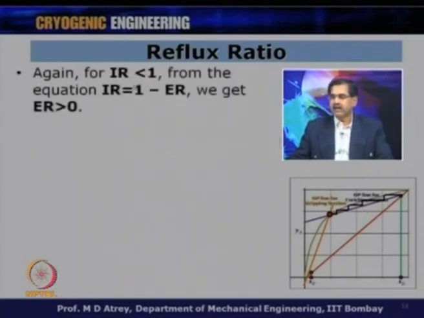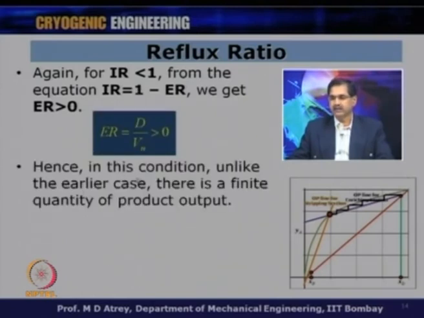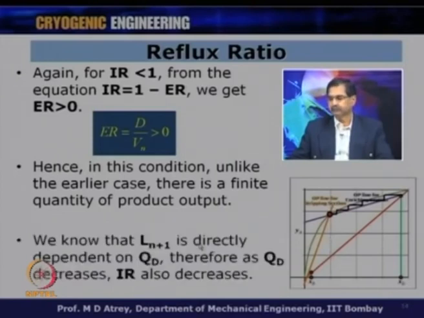So, again for IR less than 1, from the equation IR equal to 1 minus ER, we get ER more than 0. So, when IR is less than 1, I will have some value of D. Hence, in this condition, unlike the earlier case, there is a finite quantity of product output. So, D is not going to be 0 as it was in the earlier condition of total reflux.